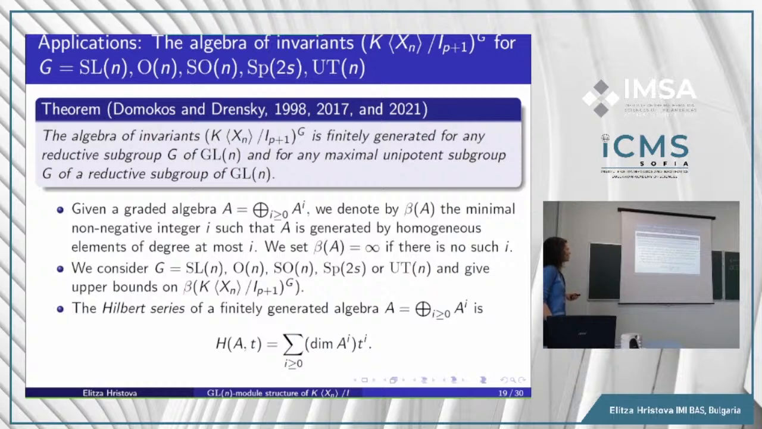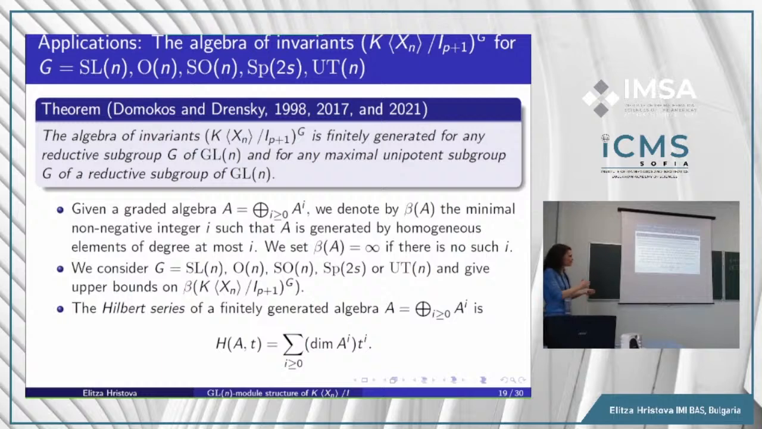So for any finitely generated graded algebra, in our case this will be non-commutative polynomials here of degree i. So the grading comes from the degrees of the polynomials. For any such algebra, the Hilbert series is this formal power series where we take the dimensions of all these components and multiply them by t to the power i.